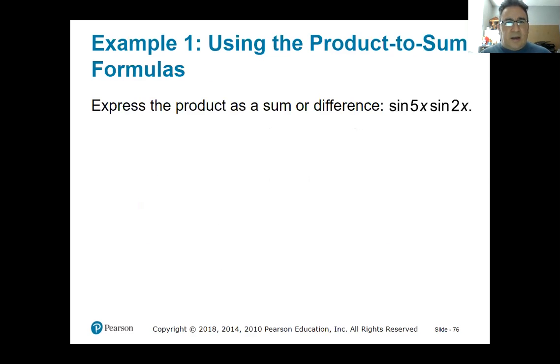All right, so let's take a look at our example 1, using the product to sum formulas. It says express the product as a sum or a difference. So we have sine of 5x times sine of 2x. That's our first problem. So again, which formula are we going to use of the 4? Sine A, sine B, very good. And what was sine A, sine B? Because you've got it written down now. Somebody go ahead and take it from there.